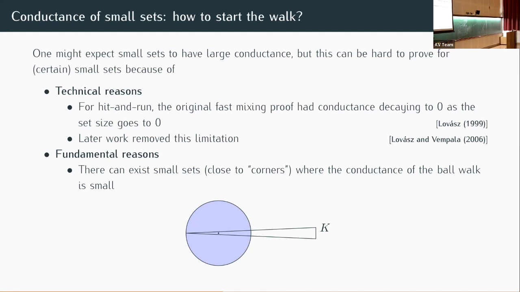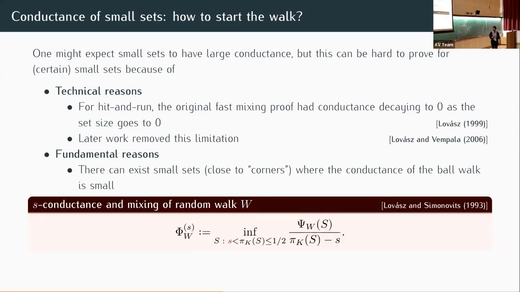So the only way to make a move inside the body is to pick a point in this very small sliver here. Most of the time you'll be sampling things that are outside and just staying put, so you'll not be moving away. So the ball walk might, it can happen that you just don't have conductance. One way to get around this is the notion of S conductance.